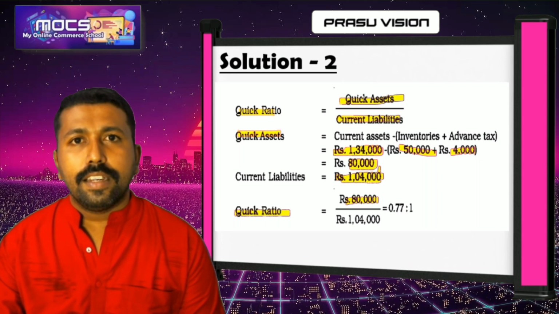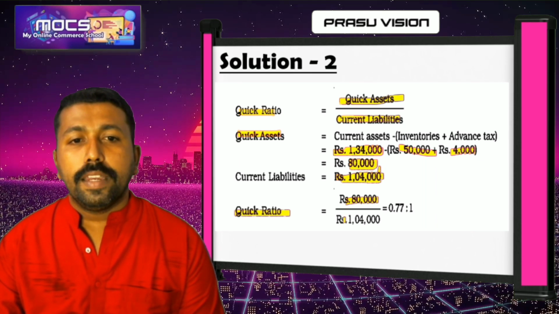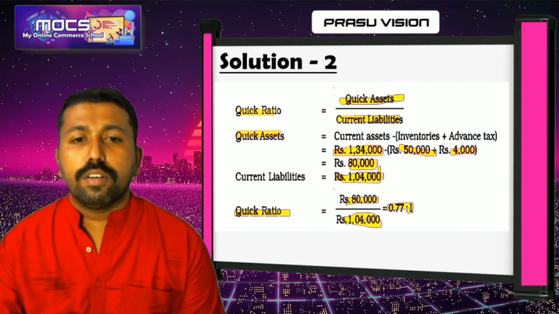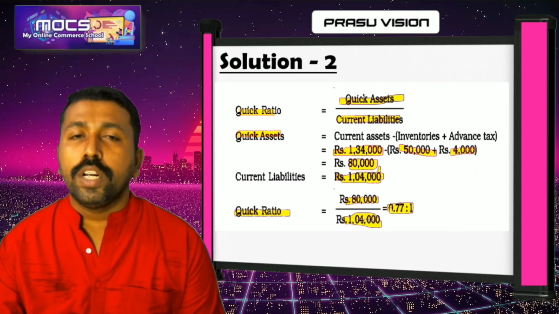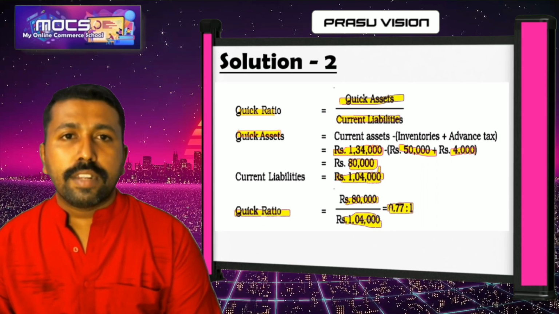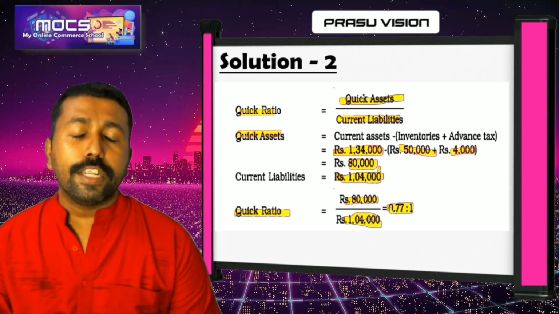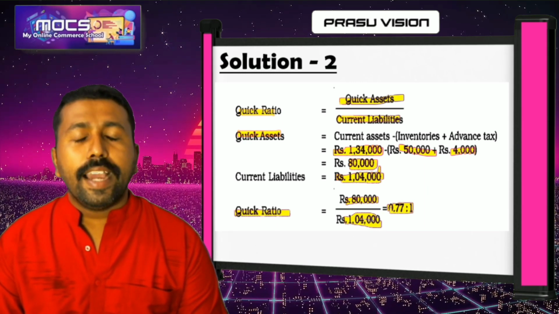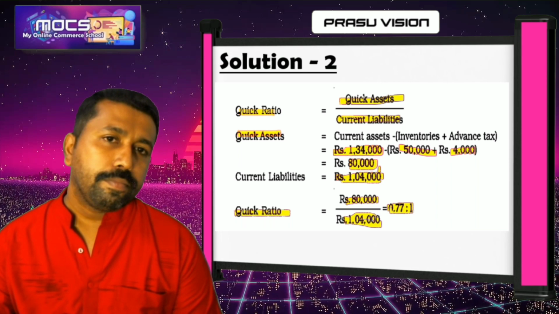80,000 is quick asset, divided by the current liability 1,04,000, and we get 0.77 is to 1. That is the ratio, and this ratio also shows the poor liquidity position of the firm. Minimum 1 is to 1 is the ideal quick ratio needed.